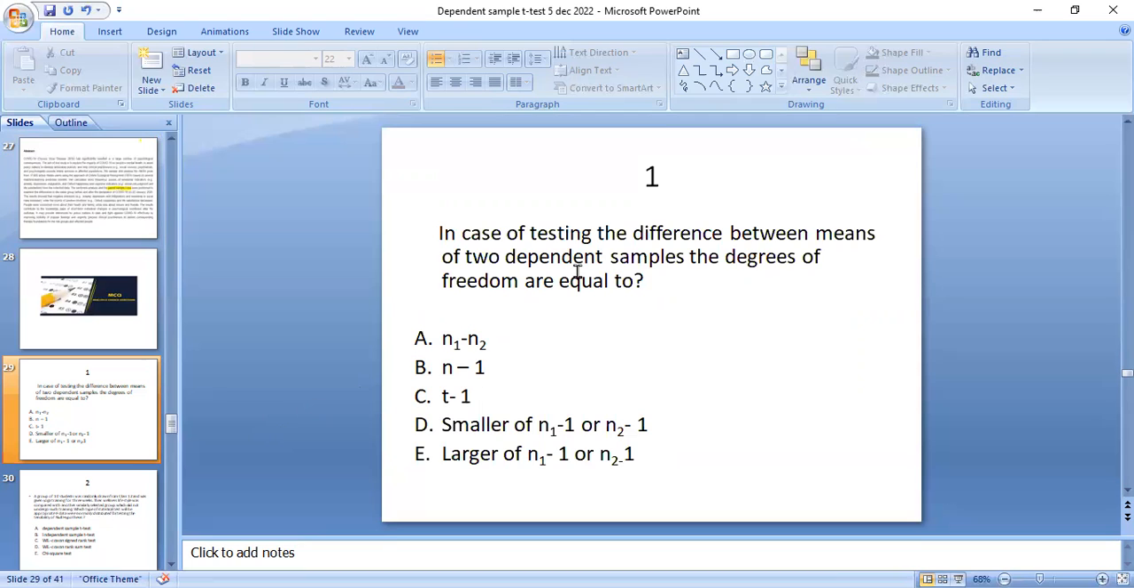For the sample t-test, the degree of freedom is calculated by subtracting 1 from the sample size. Whatever our sample size is, if we subtract 1 from it, we will get the degree of freedom. So in this case, B is the correct option, n minus 1.